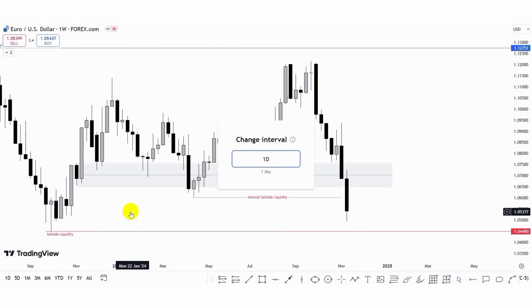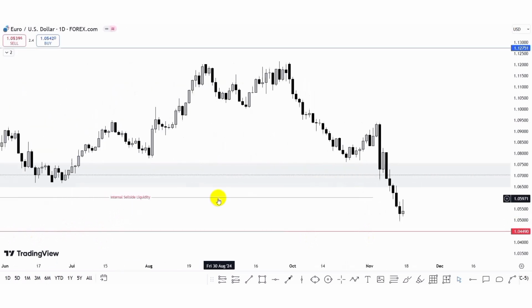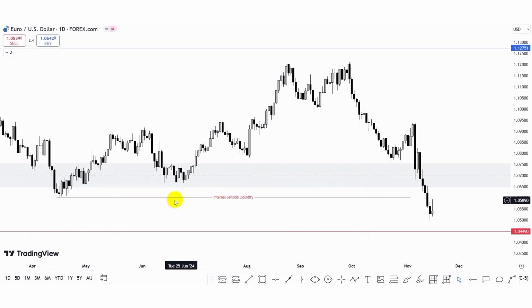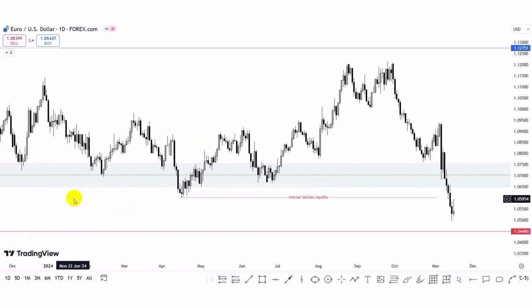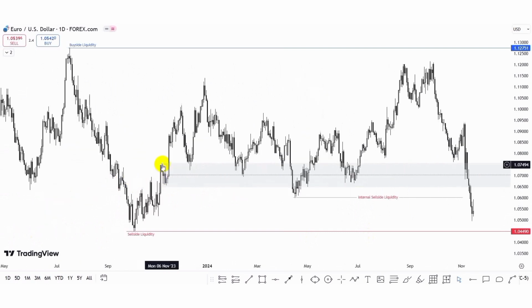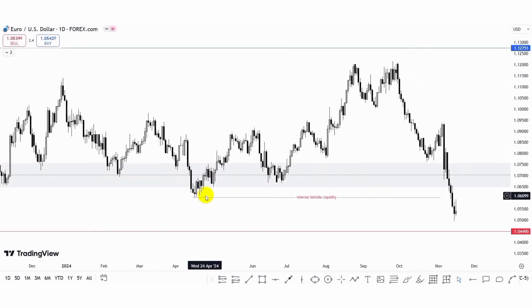So let's check the daily time frame. Here in the daily time frame, what we can identify is the run on the internal sell side liquidity. And this is the order block zone we identified from the weekly time frame that provided support for price to further push to the upside. And now we see price fell to the downside and took out that sponsorship zone, which from the daily time frame, we can see is an institutional order flow.